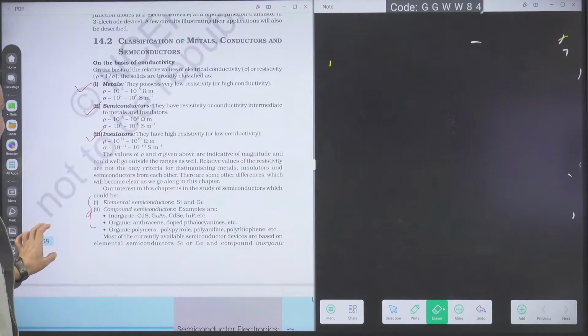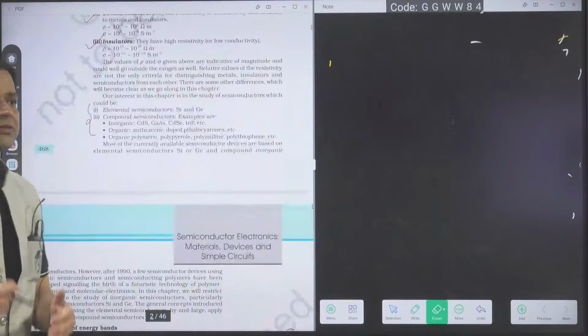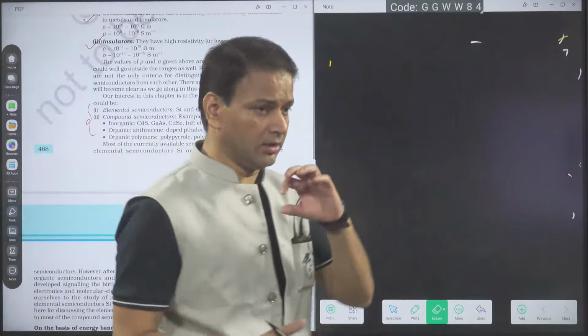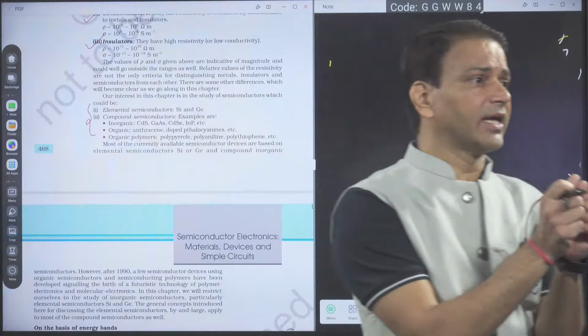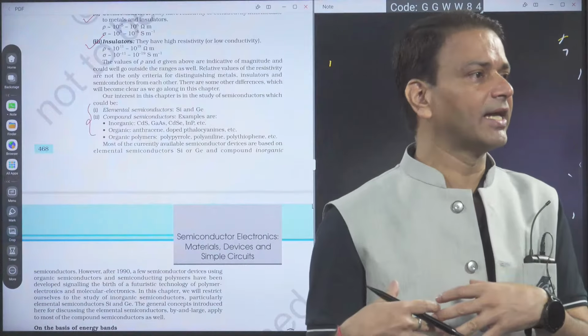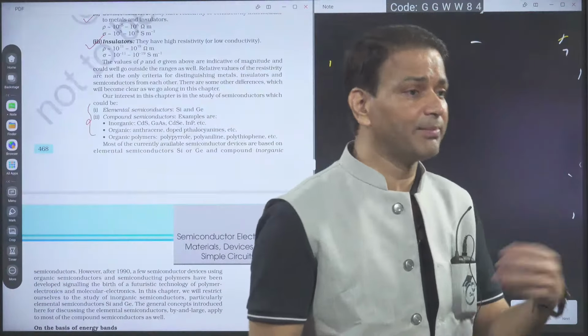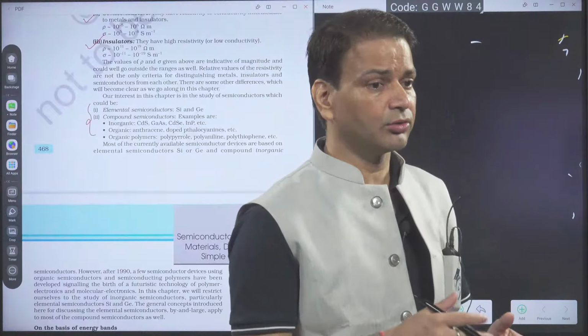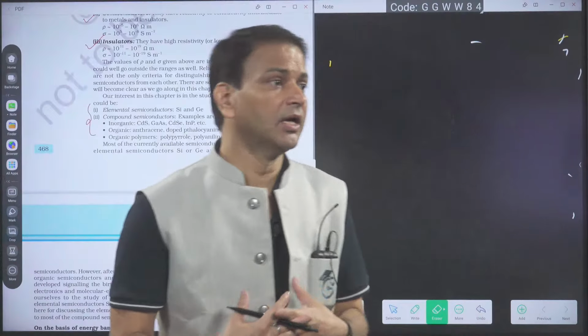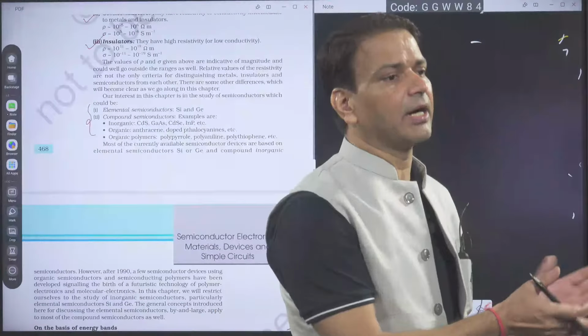A semiconductor is one whose conductivity is more than the insulator and less than the conductor. Basically we say there are two types of semiconductor: one is elementary, one is compound. Elementary means, in the whole chapter we are talking about germanium and silicon. They are the elementary semiconductors. And the other is the compound semiconductor.